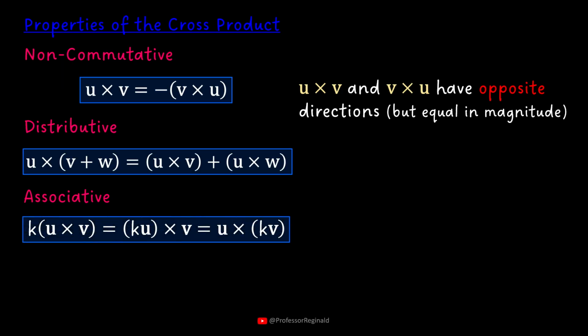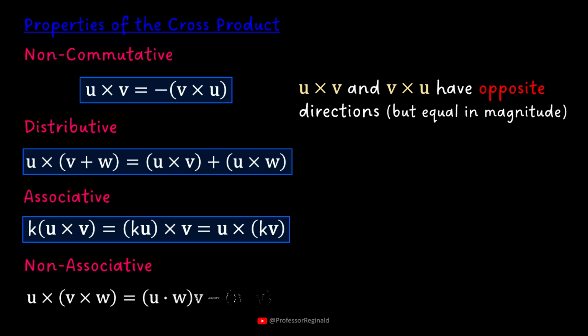However, the cross product is non-associative when involving three vectors. The cross product of u with the cross product of v and w is the difference between two vectors: the dot product of u and w multiplied to v, minus the dot product of u and v multiplied to w.